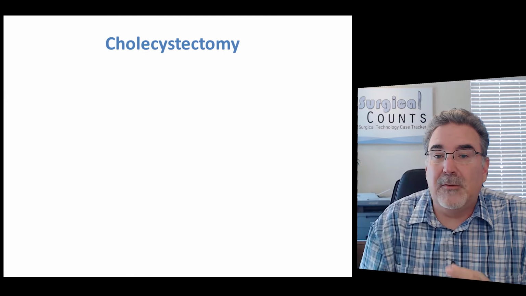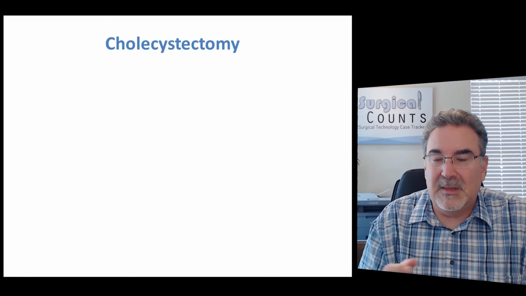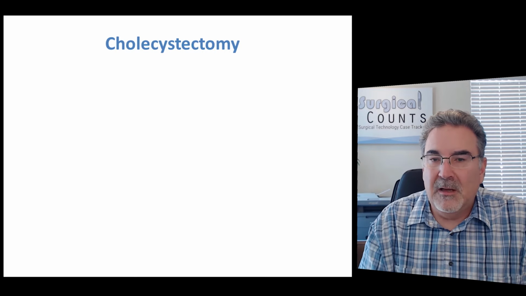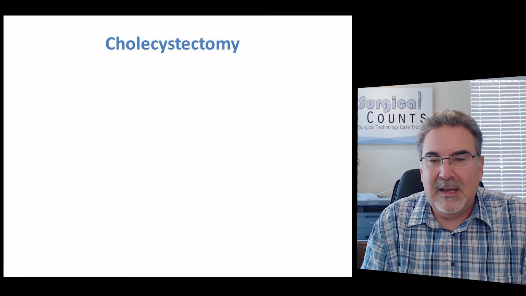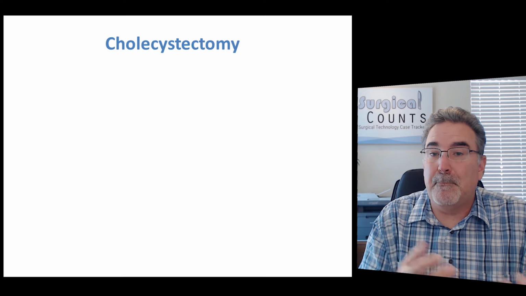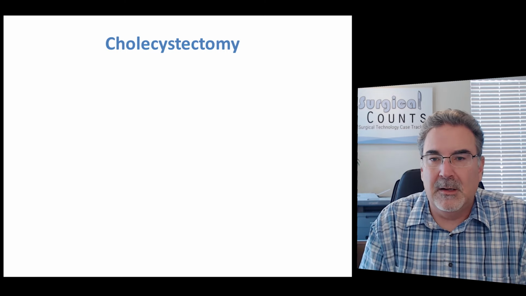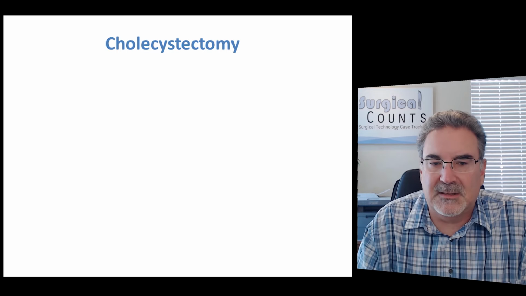So we're going to go in and do a cholecystectomy. So the ectomy means we're removing. The cholecyst, in this case, chole means bile, and cyst means bladder. So the bile bladder, or the gallbladder, is what we're removing in a cholecystectomy.